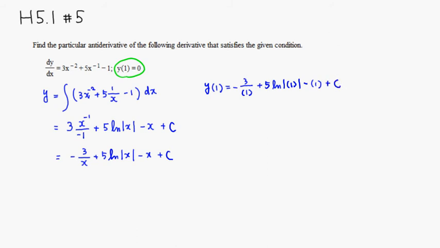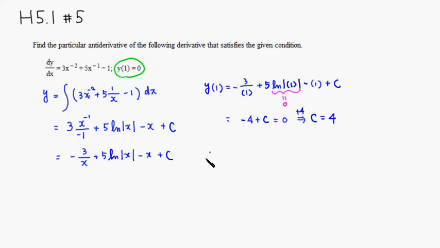Let's clean this up. The natural log of 1 is simply 0. So this is equal to negative 3 minus 1, so it's negative 4, plus c. This is supposed to be equal to 0, so set that equal to 0, and we can add 4 to find the value of c. So c is equal to 4.